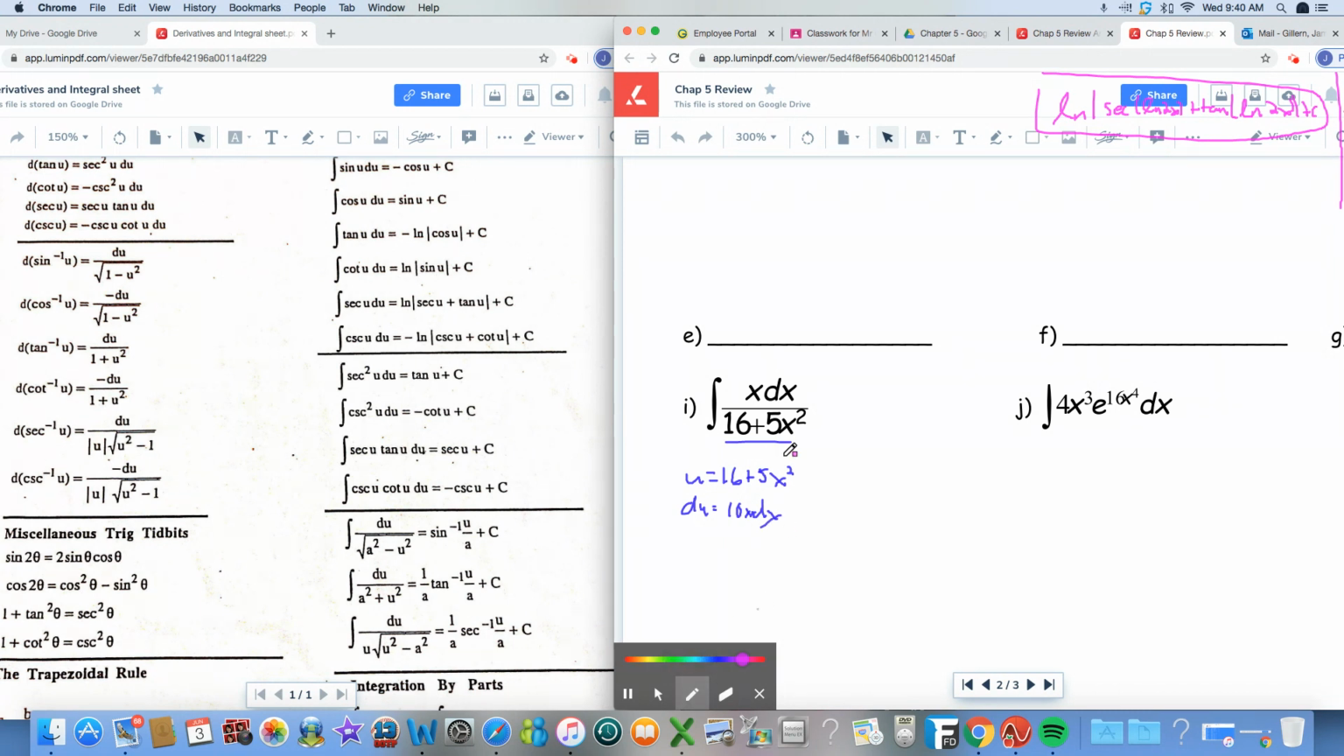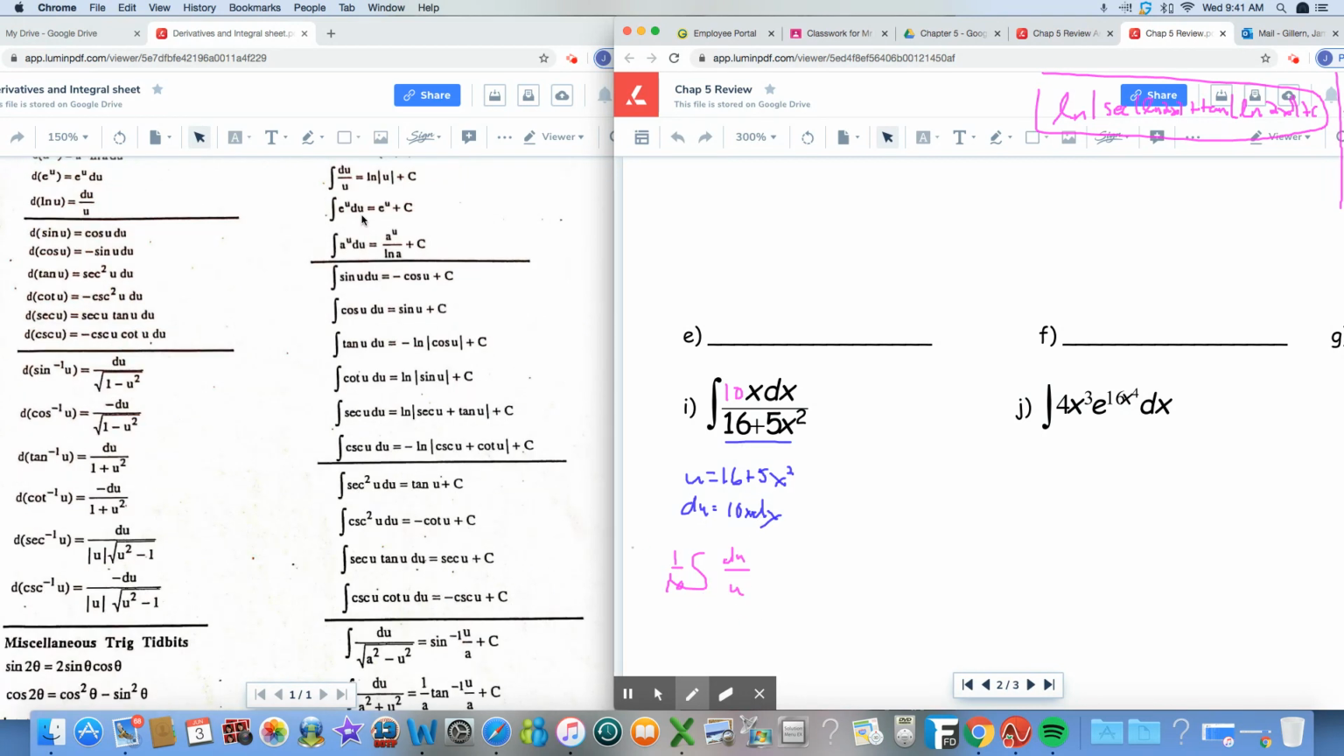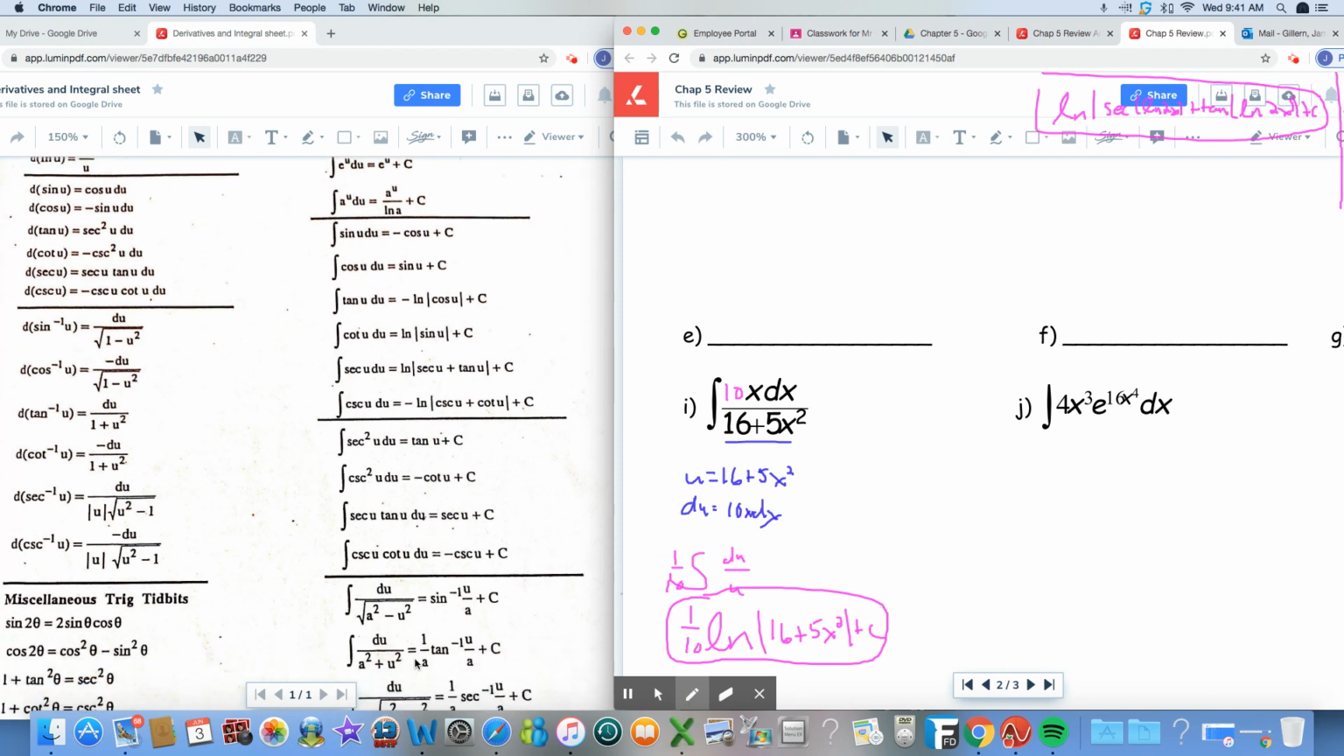So I'm going to add a 10 up top, which means I put a 1/10 on the outside. What do I have up top now? 10x dx, well, that's my du, over this, which is my u. So I get a nice little du over u, which is natural log. So it's 1/10 natural log of u, which is 16 plus 5x squared, plus c. Because there was that variable up top, this turns into a du over u. It's not one of the inverse trig ones.